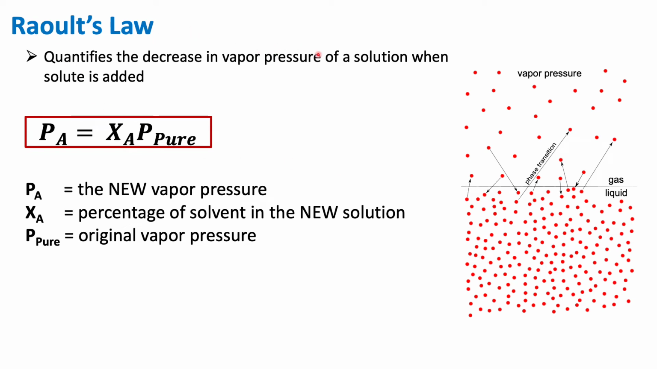Raoult's law is utilized whenever we talk about vapor pressure. Now we can remember that vapor pressure is one of our colligative properties, and a colligative property is essentially a property that will change when solute is added to the original solvent. So let's say we have liquid water. Now we know liquid water will boil at 100 degrees Celsius.